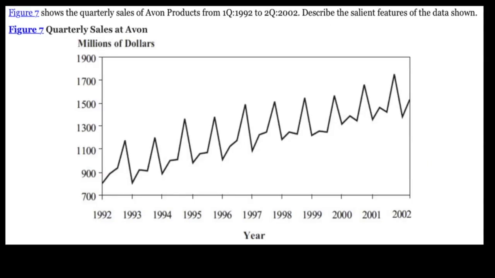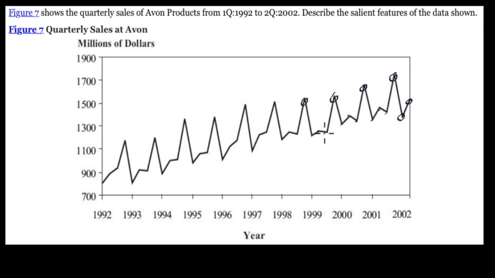All right, we're on question 15. Figure 7 shows the quarterly sales of Avon products from Q1 92 to Q2 2002. Describe the salient features of the data shown. So what do we have here? Well, this is the second quarter of 2002. So what we can do is you can look, this is obviously the second quarter of 2002. That's the first quarter of 2002. That's the fourth quarter of 2001. 1, 2, 3, 4, 1, 2, 3, 4, 1, 2, 3, 4.